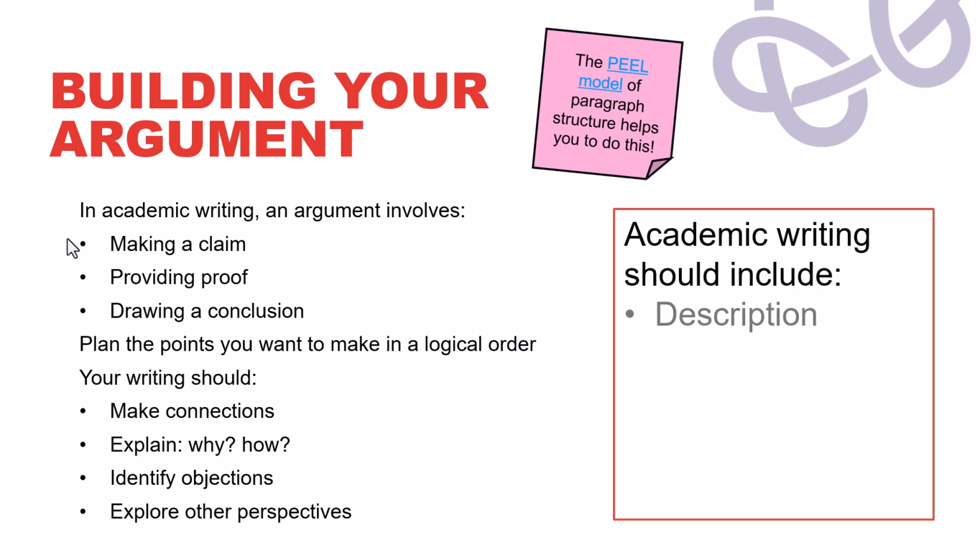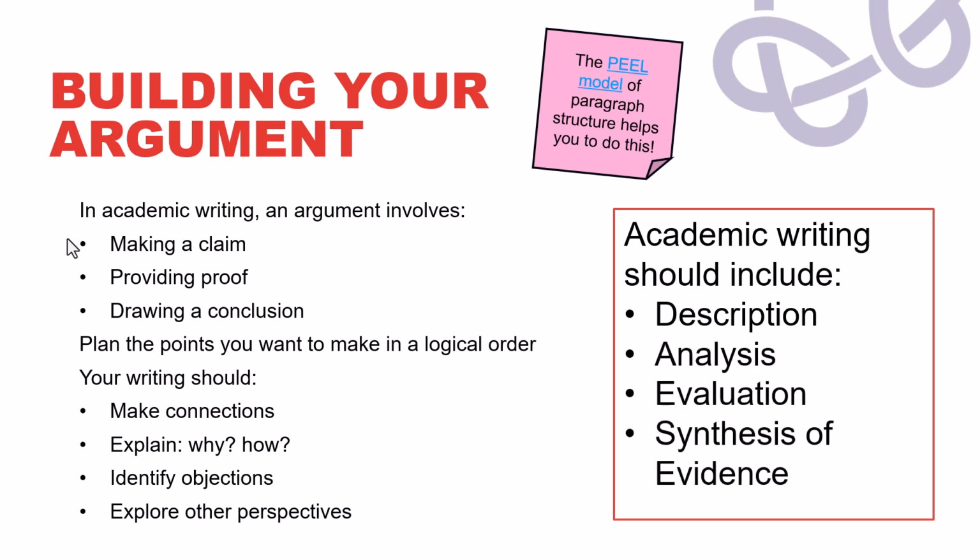Academic writing needs to include description, analysis, evaluation, and synthesis of evidence. Description is you making the point. Analysis is explaining why or how that point is important. Making an evaluation is a judgment about the evidence that's being presented. And then synthesis of evidence means that you are bringing a range of evidence together to make that point, rather than just looking at it from one source. The PEEL model of paragraph structure helps you to do this, and we've got a page on our academic writing guide that discusses this in more detail.